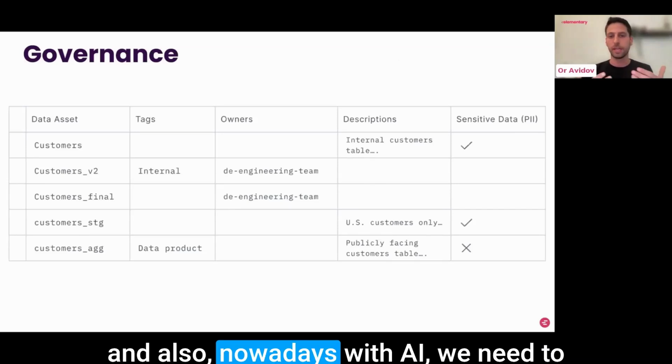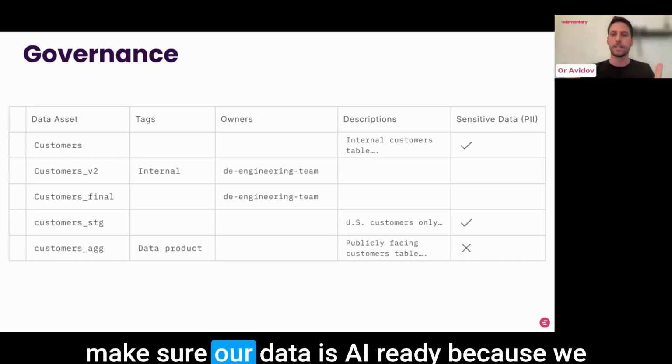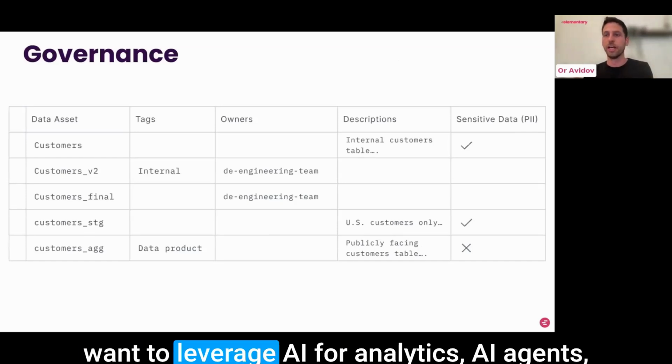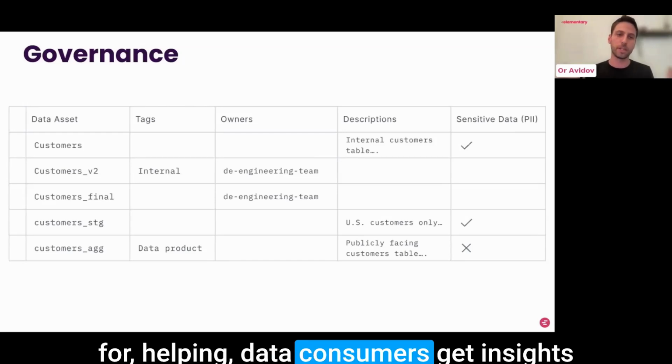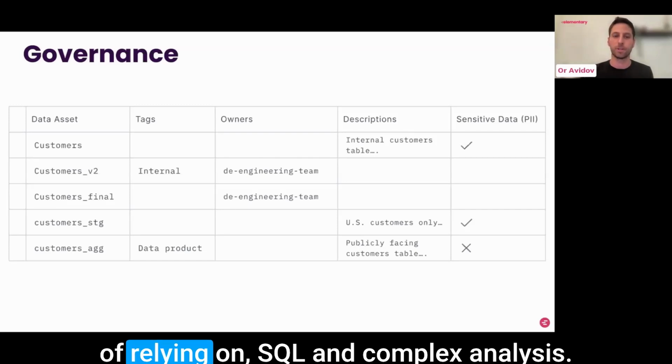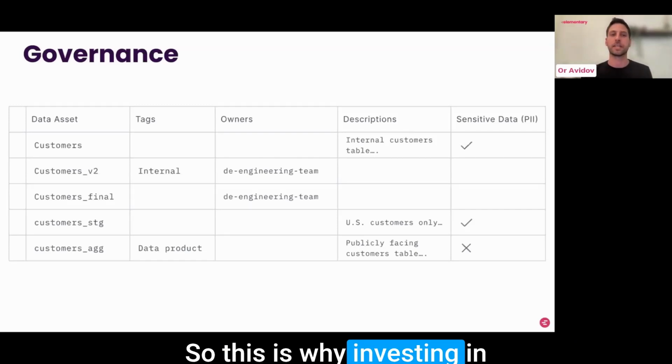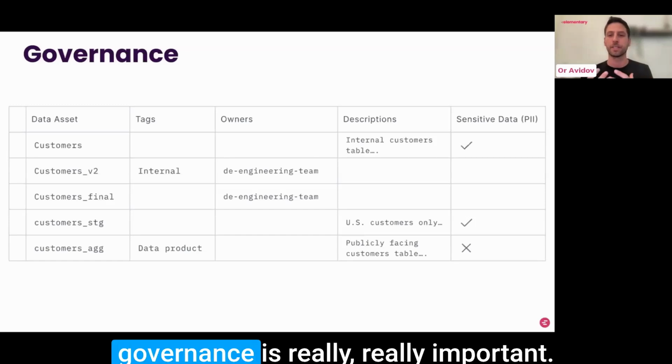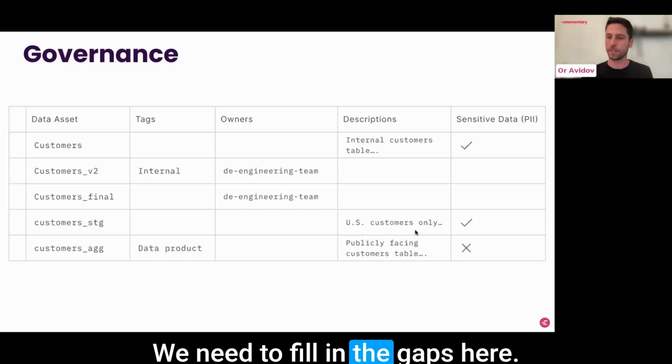And also nowadays with AI, we need to make sure our data is AI ready because we want to leverage AI for analytics, AI agents for helping data consumers get insights on the data with just plain English instead of relying on SQL and complex analysis. So this is why investing in governance and monitoring the governance is really, really important. We need to fill in the gaps here.